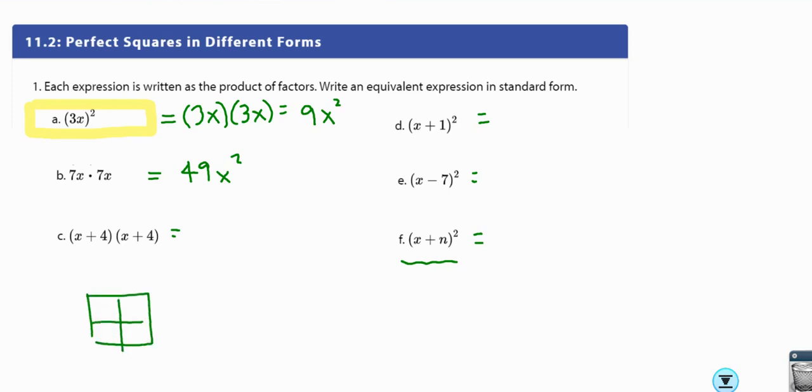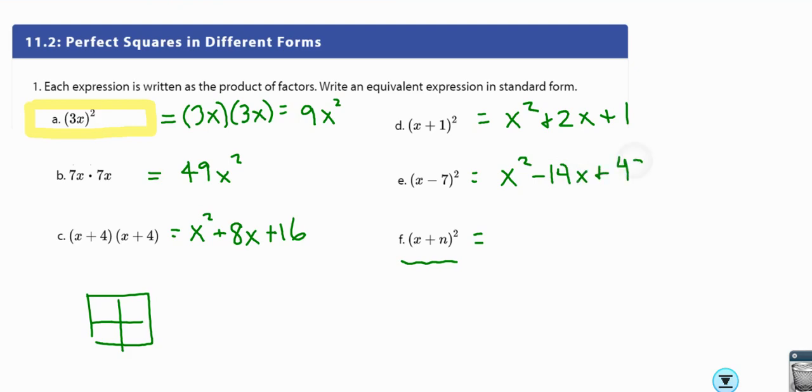I know some teachers say the word FOIL, but we're trying to get away from that because it only works in a limited number of situations. So x squared plus 4x plus 4x adds up to 8x plus 16. Okay, here what do we get? x squared plus 2x plus 1. Here we get x squared minus 14x plus 49.